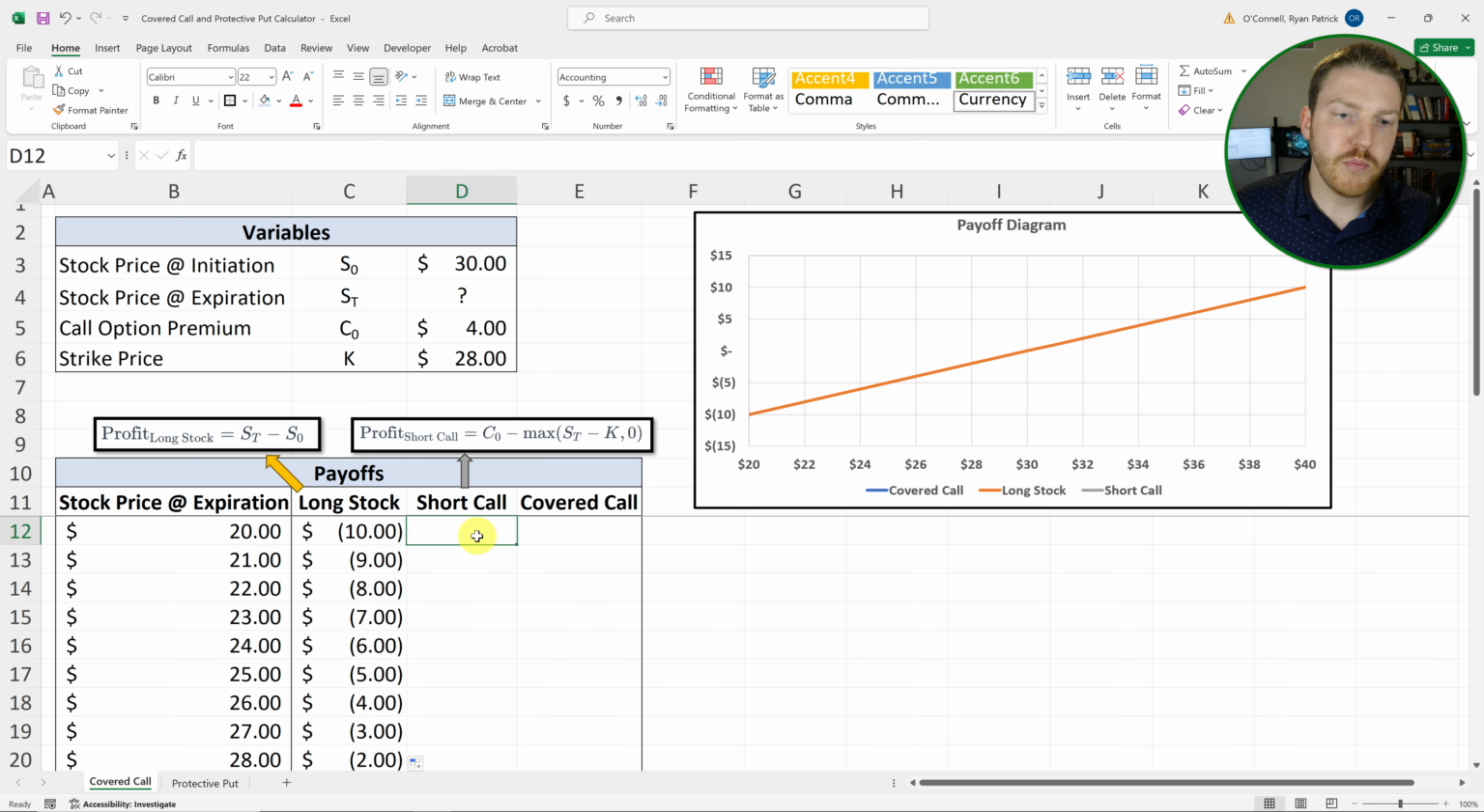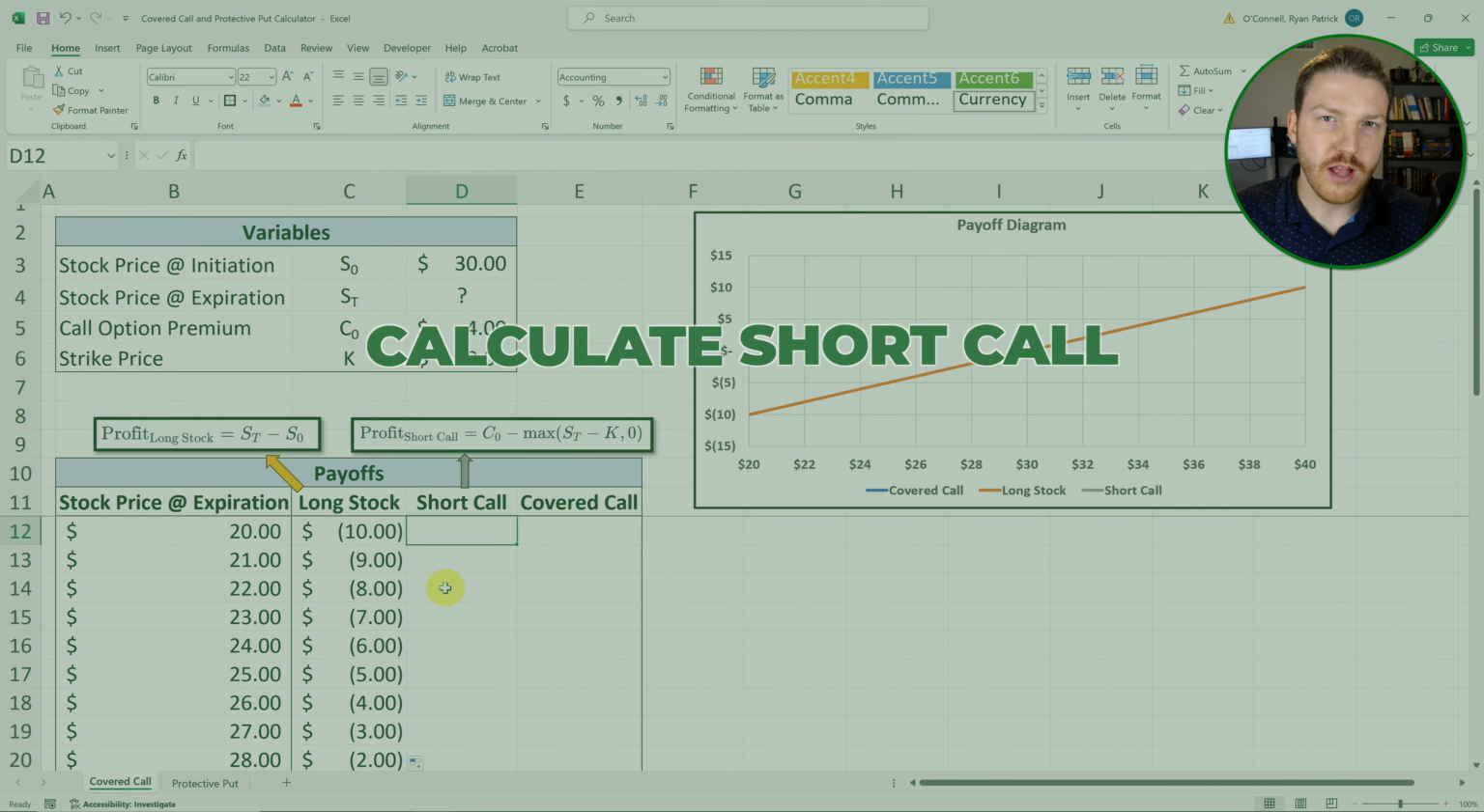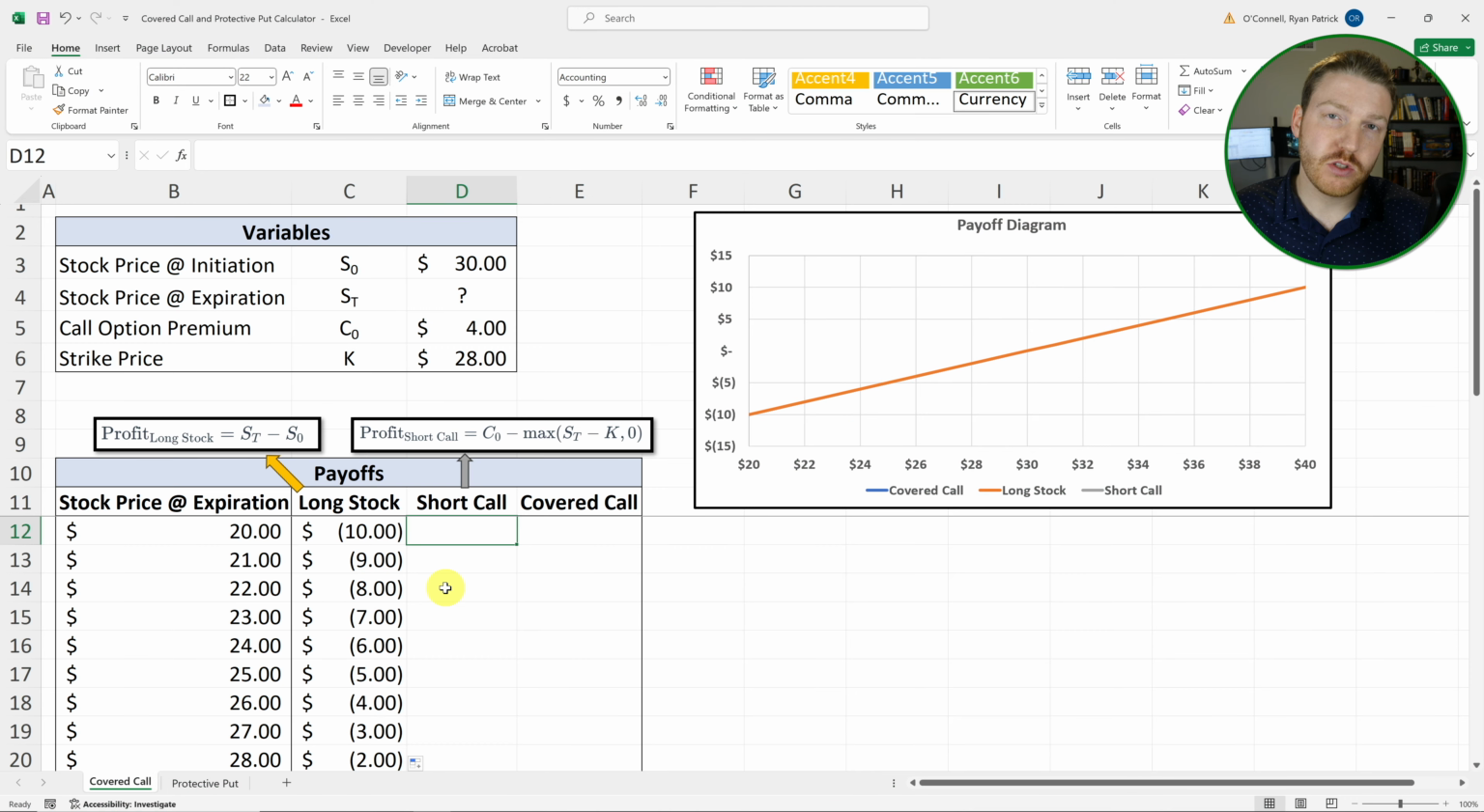Okay, well, what happens if as an investor, instead of just going long the stock, we also go short one call option? This would be equivalent to a covered call, which can possibly generate us more income in the event that the stock price doesn't rise too high. So let's map out the profit we might achieve if we short one call. That's the formula right here.